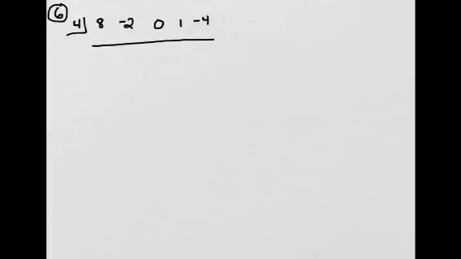Okay, so now just like before, we bring down the 8. Multiply 8 times 4 is 32. And then you add, you get 30. 30 times 4 is 120. You add, you get 120. 120 times 4 is 480. 480 plus 1 is 481. And then 481 times 4 is 1924. And then minus 4 is 1920. Okay, so this is the remainder.